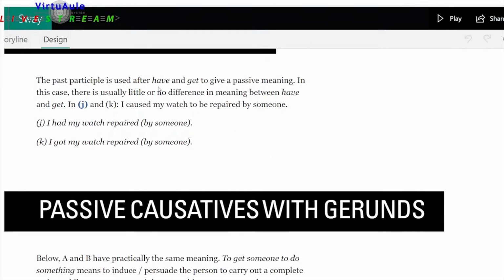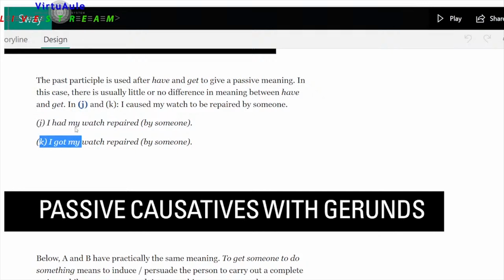The past participle is used after have and get to give a passive meaning. In this case, there is usually little or no difference in meaning between have and get. In J and K, I caused my watch to be repaired by someone. J, I had my watch repaired by someone. K, I got my watch repaired by someone.